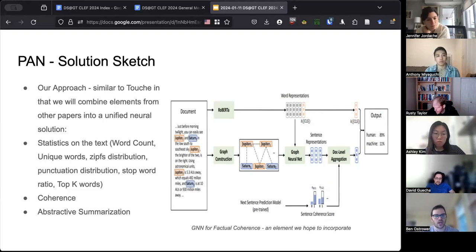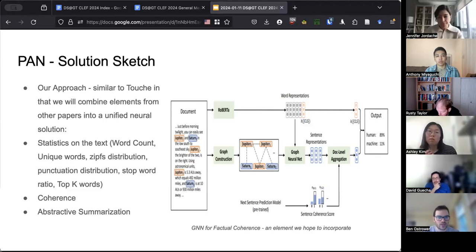So I've seen papers have a statistically augmented neural network, finding the word count, the unique words, the Zipf distribution of the top frequent words, punctuation distribution, stop word ratio, all that, feed it into a shallow multi-layer perceptron, and then classify the text. There's also different sort of input data that you could use, like coherence, which tries to model how well the text follows itself. This is a cool thing that I was hoping to implement this semester.